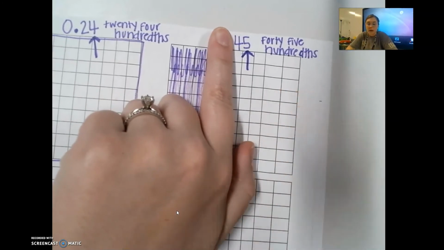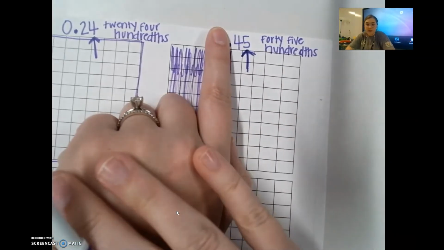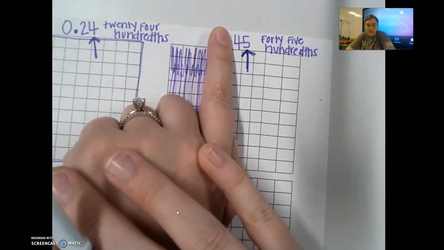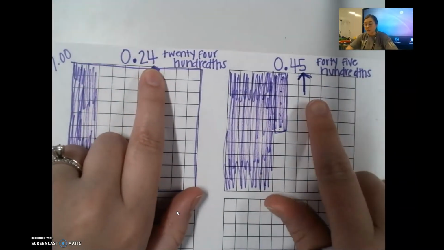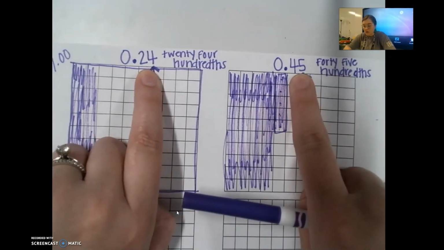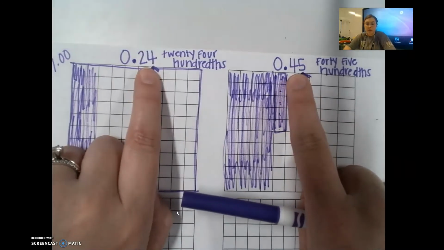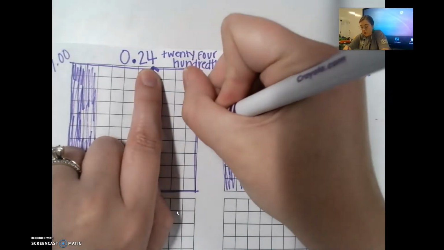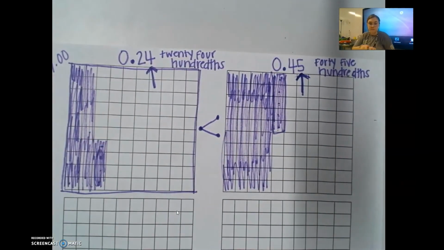45 hundredths. So that, remember, I read the number like normal. If there was no decimal point, I would read it just like normal. So 45. And then I read the very last place value, whatever it is. And it's hundredths. So is 24 hundredths greater than, less than, or equal to 45 hundredths? Well, I know they're not equal. So I'm going to look at that very first place value. And I know that 4 is greater than 2. So I'm going to draw 2 dots to my 4, 1 dot to my 2, and I'm going to connect the dots.